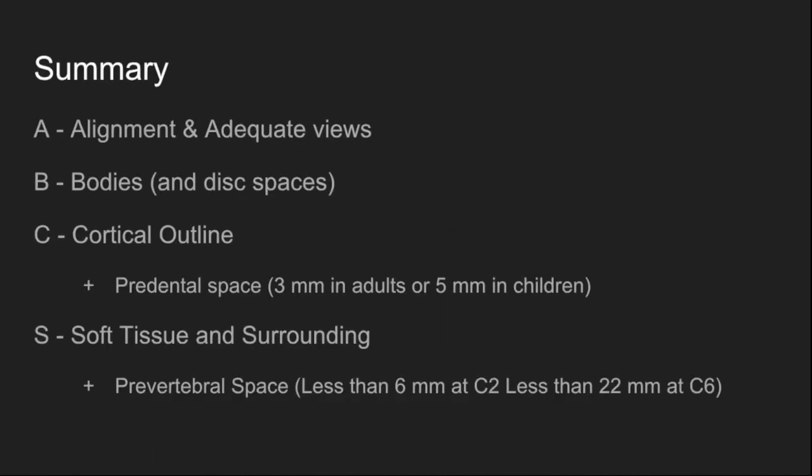To review, the interpretation of the 3 C-spine X-rays can be summarized with the ABCs. Check for adequacy of the images and alignment of the structures. Look at the bodies, disc spaces, and cortices for disruptions, irregularities, or asymmetries. And lastly, don't forget to look at the soft tissues and surrounding structures.